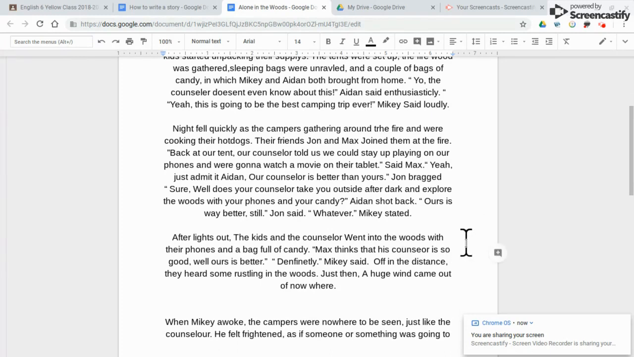After lights out, the kids and the counselor went into the woods with their phones and a bag of candy. "Max thinks that his counselor is so good, but ours is better." "Definitely," Mikey said. Off in the distance, they heard some rustling in the woods. Just then, a huge wind came out of nowhere.